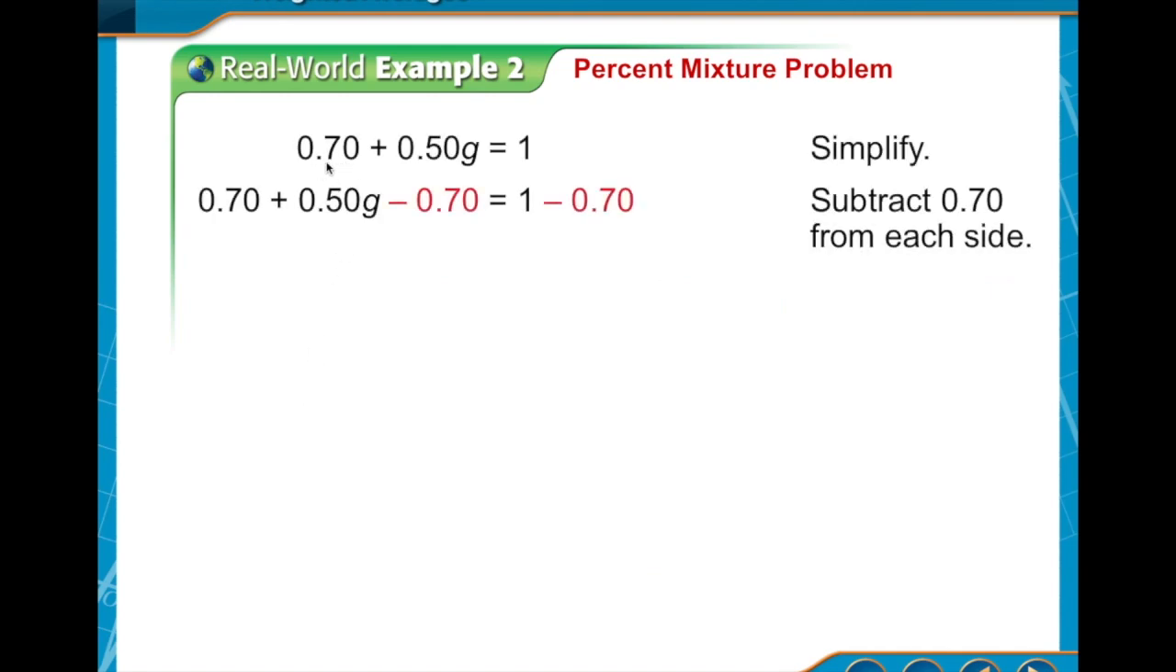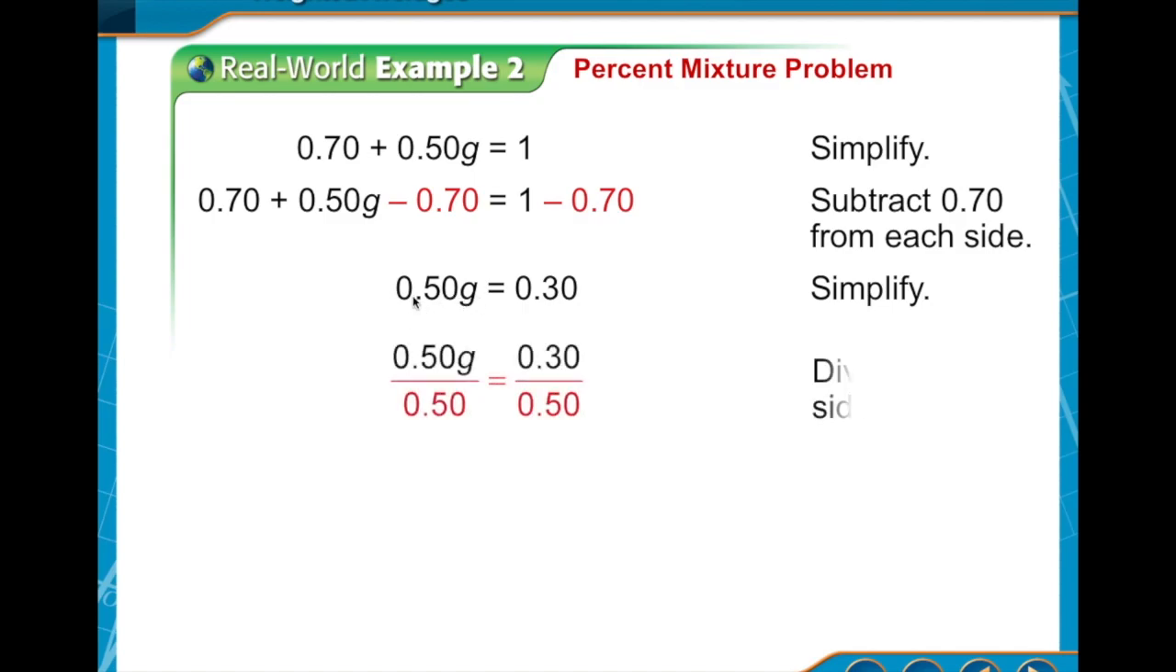And now we have this 0.7 hanging over here. We want to get our g alone, so we'll go ahead and subtract that away. This will cancel out here. And we're left with 0.3 on the right. And one final step, this 0.5 and the g are tied by multiplication, so we can divide away that 0.5.